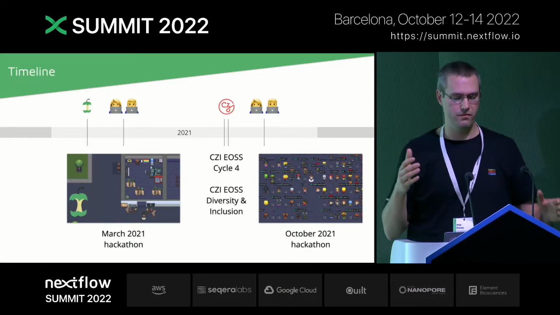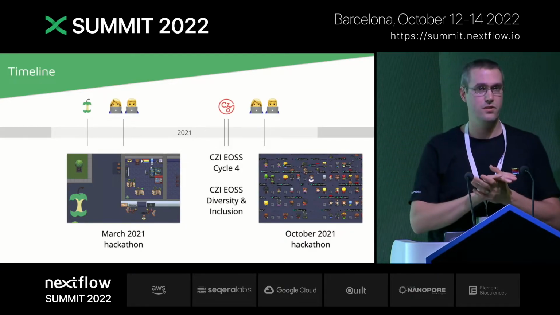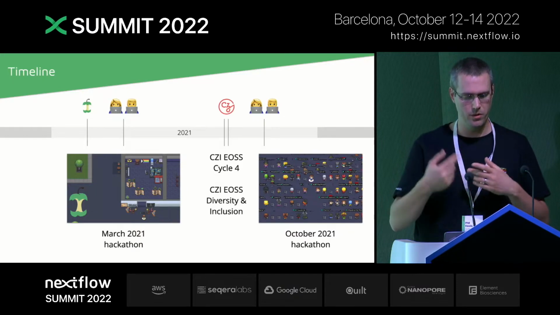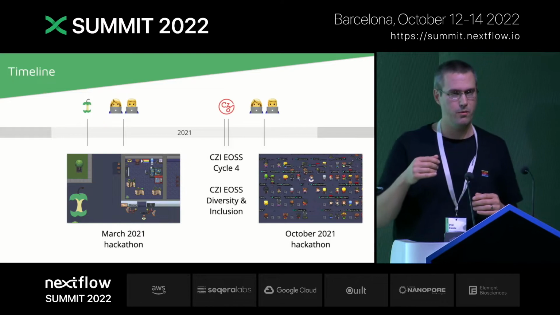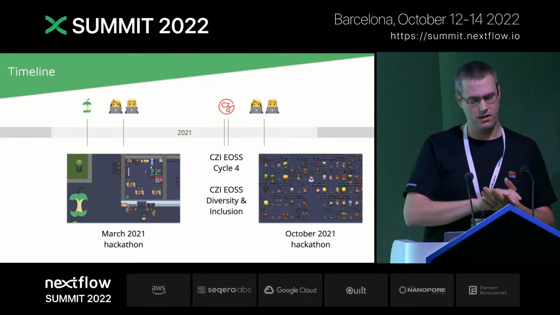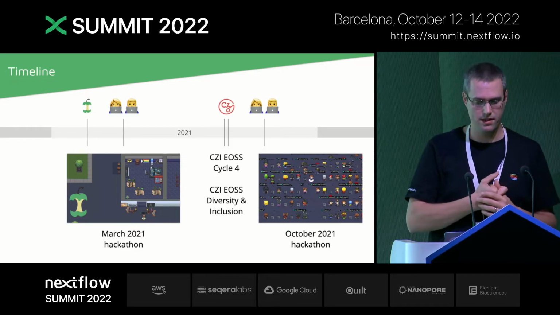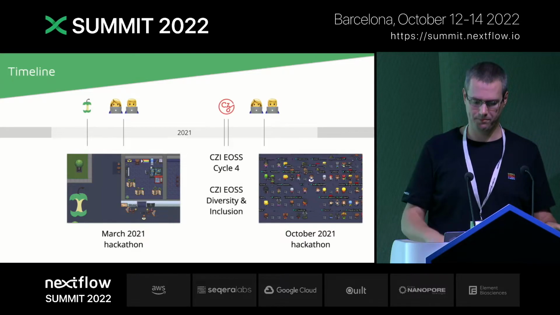In 2021, the first CSI grant was 1 year, and in 2021 we were really lucky to get not one but 2 grants from Zuckerberg. We got the renewal of the EOS grant in cycle 4 with more money, and we also got the diversity and inclusion grant, which was only open to previous EOS grantees. And this had a transformational change on NF Core.